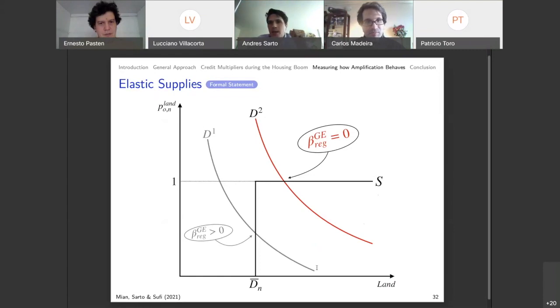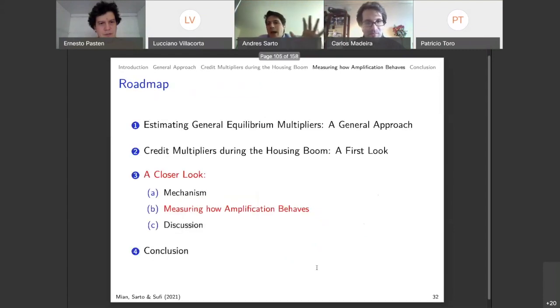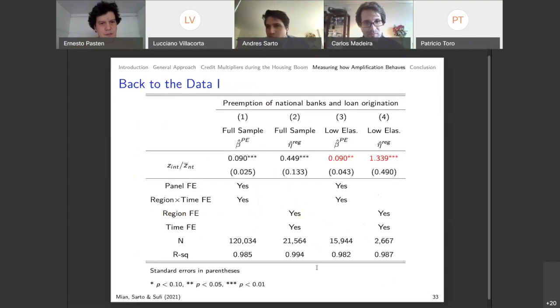Okay? So let me go back to the example that I've shown you before. Columns 1 and 2 are the ones that I've shown you before, okay? What I'm doing in columns 3 and 4 now is splitting the sample and looking at only places where the relevant supply elasticity is very low. In this case, we are looking at mortgage credit, and so the housing supply elasticity is the crucial elasticity. So we are looking at these places with a low housing supply elasticity.